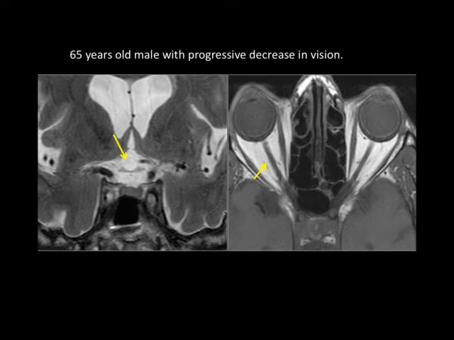Coronal and axial images of the orbit have been provided. Everything is related to the optic nerve. The optic nerves on both sides are normal. The sheath is visible; actually this is T1, I should have given T2. It's nicer and better on T2.